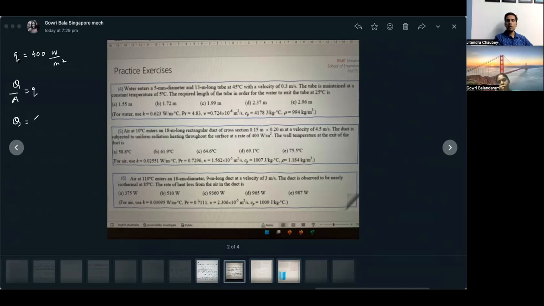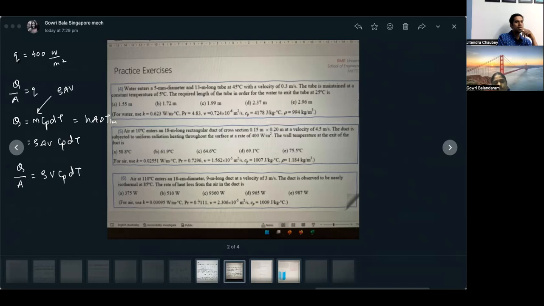We know the formula Q equal to m Cp dt, and m is rho AV. So we can write rho A V Cp dt. Q by A will be equal to rho V Cp dt. Also, it is equal to h A delta T Lm, where this A is the surface area.